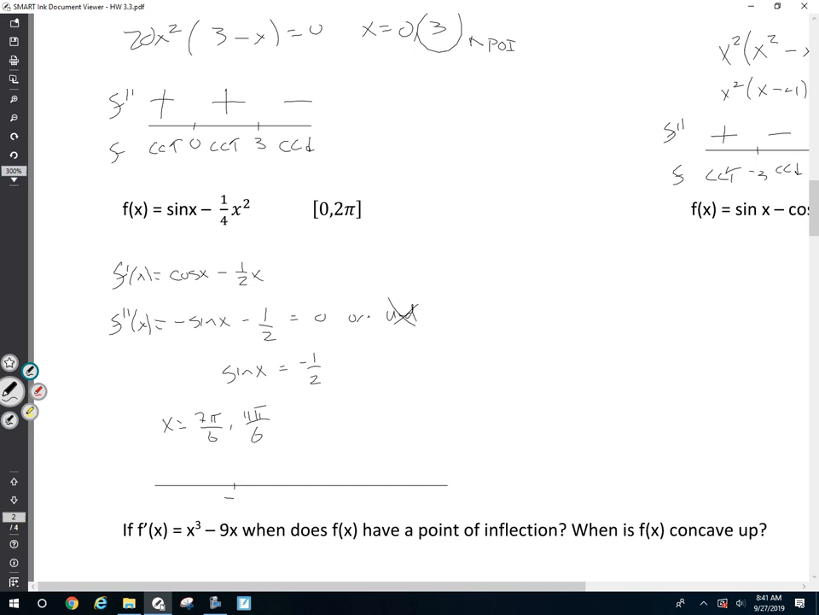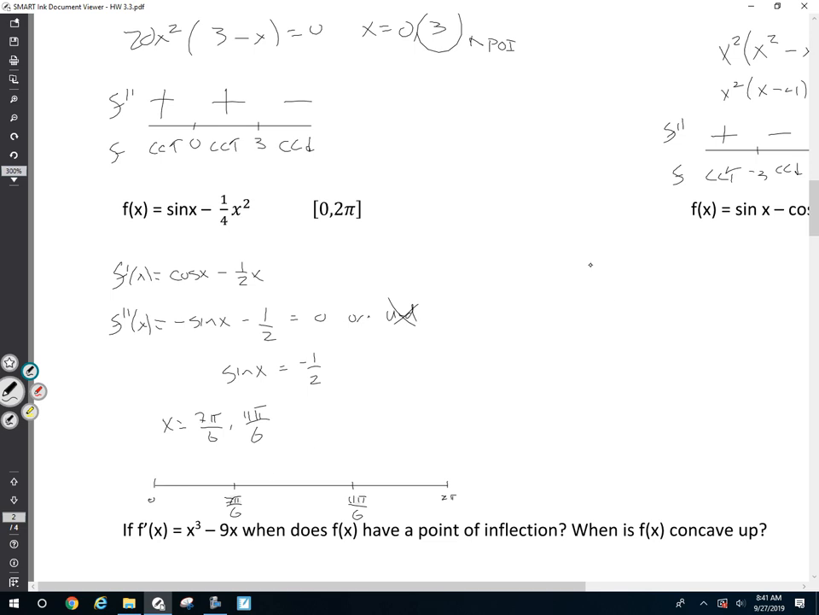Now, we can understand that we've got 0 and 2 pi, but the next solution, if I kept going around, would be the pi over 6 after 3 pi. 3 pi is 18 pi over 6's, so it would be 19 pi over 6. 19 pi over 6 is bigger than 2 pi. So I can use 2 pi as a test point.